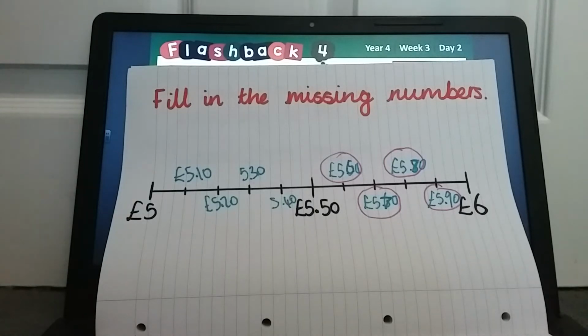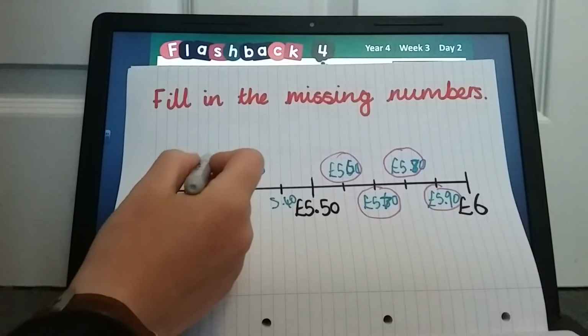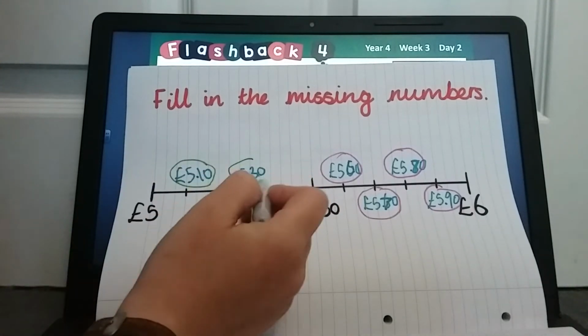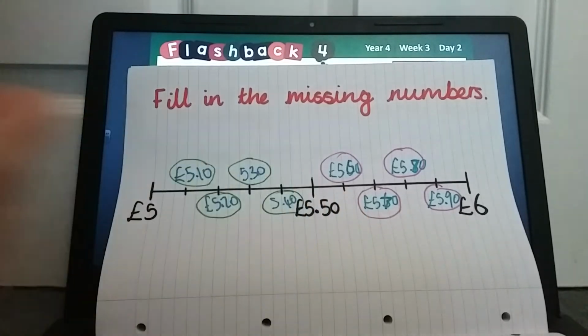So which numbers on that number line would round to the £5? Perfect, well done. The £5.10 is closer to the £5, as is the £5.20, £5.30 and the £5.40. So all of those ones would round to £5 because they are closer to the £5. Now what do you notice about all the ones that round to the £6 and all the ones that round to the £5? We'll come back to this in a minute and talk about where the £5.50 would go.